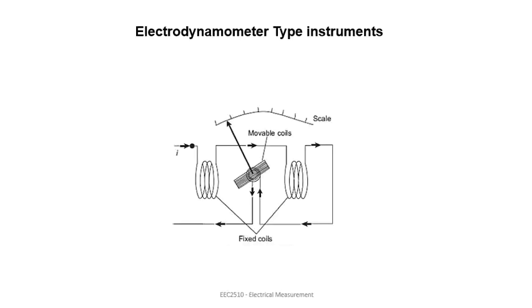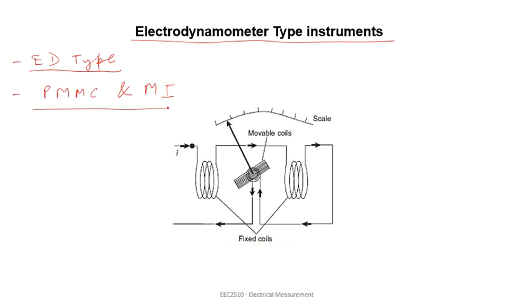Now in this lecture we will talk about the next type of instruments, and that is electrodynamometer type instruments. In short we can also write it as electrodynamometer type. So now we have studied the two types of instruments, that is the PMMC type and the moving iron type instruments. We will just start this electrodynamometer type by explaining the difference of these type of instruments with the previous or PMMC type instrument.